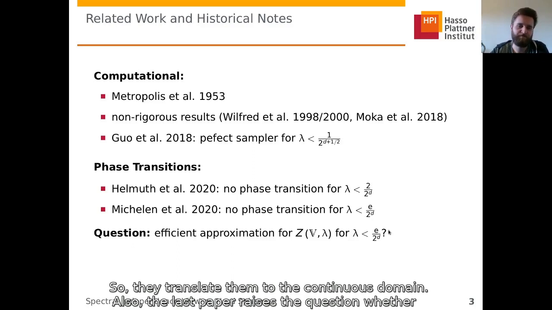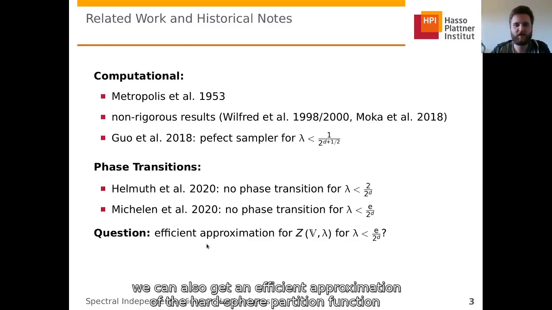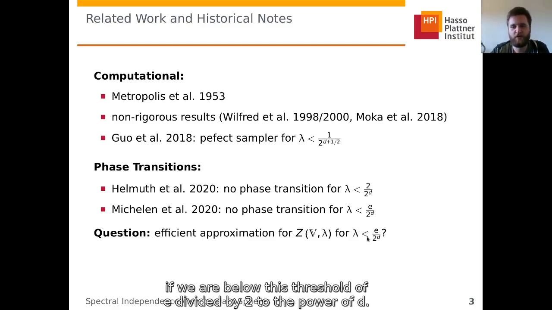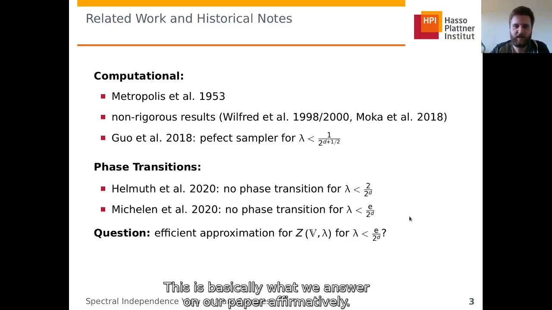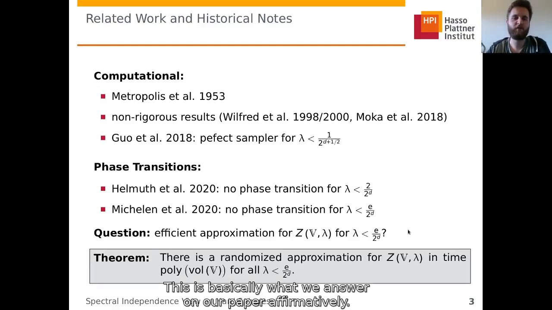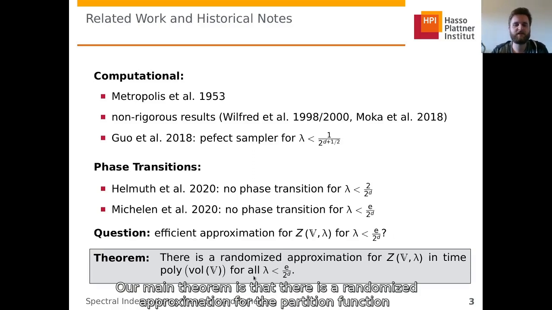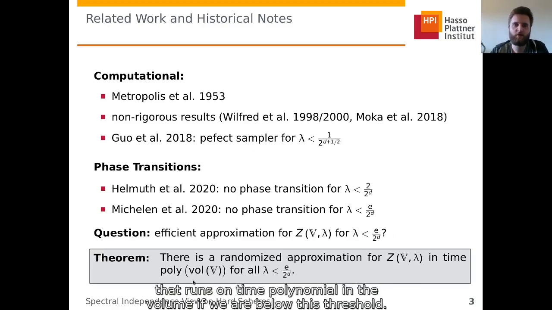Now, also the last paper raises the question whether we can also get an efficient approximation of the hard sphere partition function if we are below this threshold of e divided by 2 to the power of d. And this is basically what we answer in our paper affirmatively. So our main theorem is that there is a randomized approximation for the partition function that runs in time polynomial in the volume if we are below this threshold.